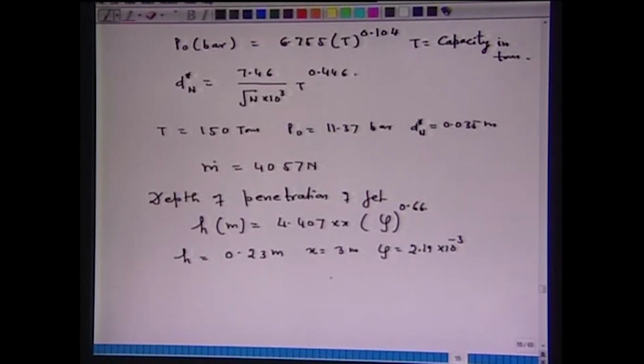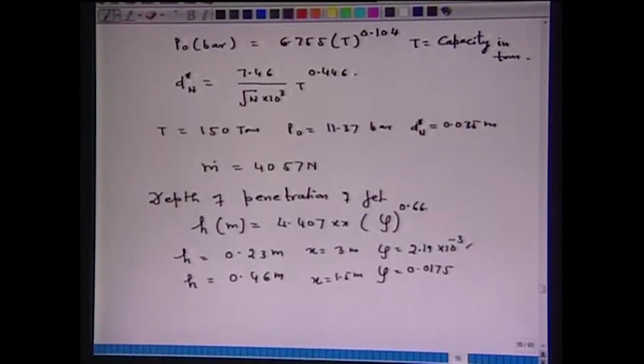what I have done is calculate the value of H, which is equal to 0.23 meter for a distance of 3 meter, and dimensionless flow rate number psi of 2.19 into 10 to the power minus 3. Now, if x is equal to 1.5 meter, for which I calculated earlier 0.0175, then this H is equal to 0.46 meter. The first, where H is equal to 0.23 meter, is called a shallow penetration, and the one with 0.46 meter is called a deep penetration of the jet.